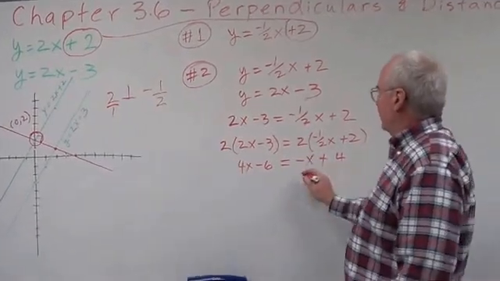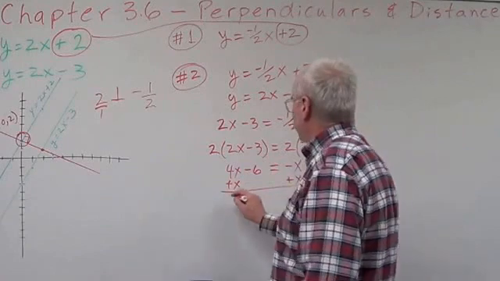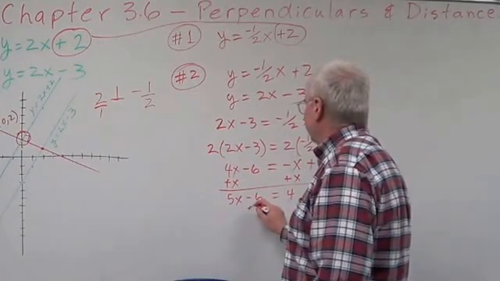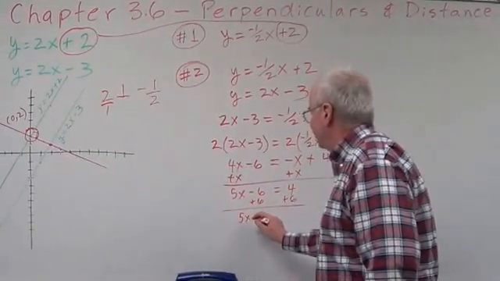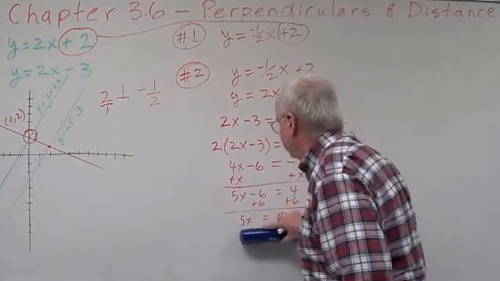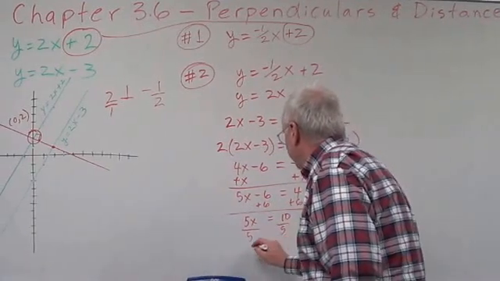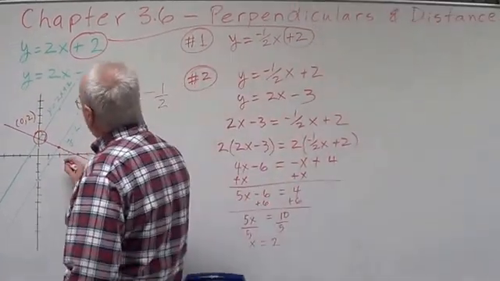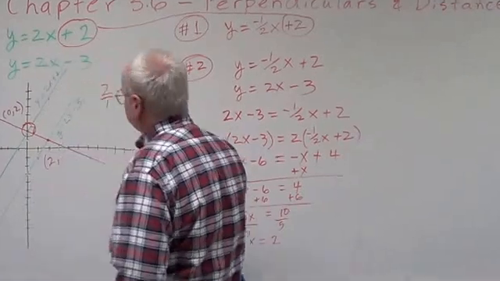Okay? Now I'm going to add x to both sides. Okay, so I end up with 5x minus 6 equals 4. I'm going to add 6 to both sides. End up with 5x equals 10. Divide by 5. What do I end up with? I end up with x equals 2. Okay? So we know this point right here, our x is 2. Well, that's what we thought it was.